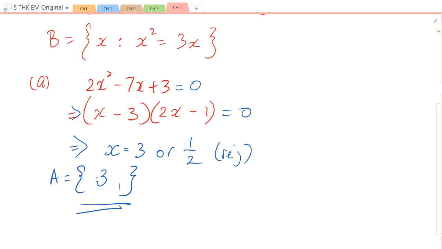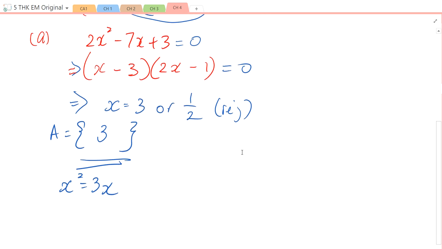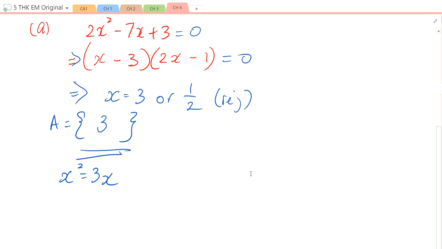Oh no, we have to list the elements in set B as well. Now in set B, we do the same thing. We focus on this quadratic equation where we have x squared equals 3x. Then I want to solve for it again, right? What's the value of x? How do we solve this? Bring the 3x over. What do you mean by bring the 3x over? Then what will you do?